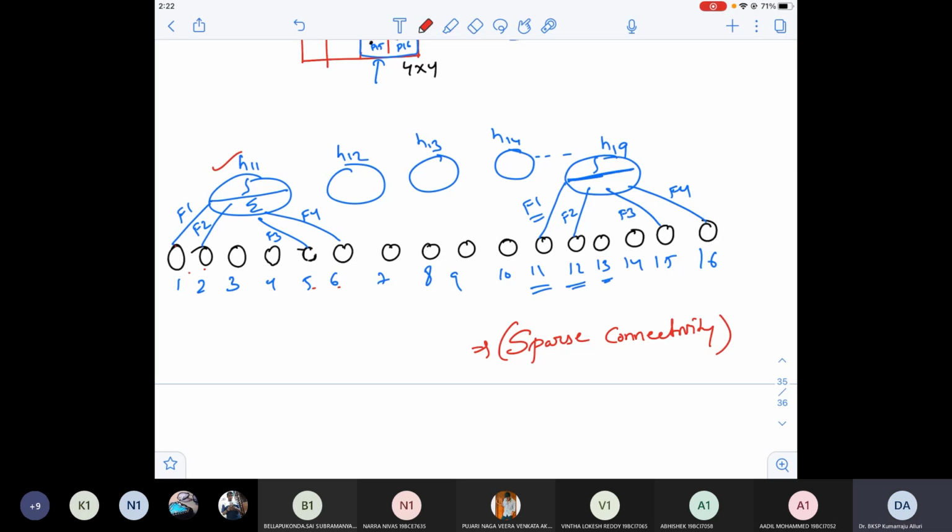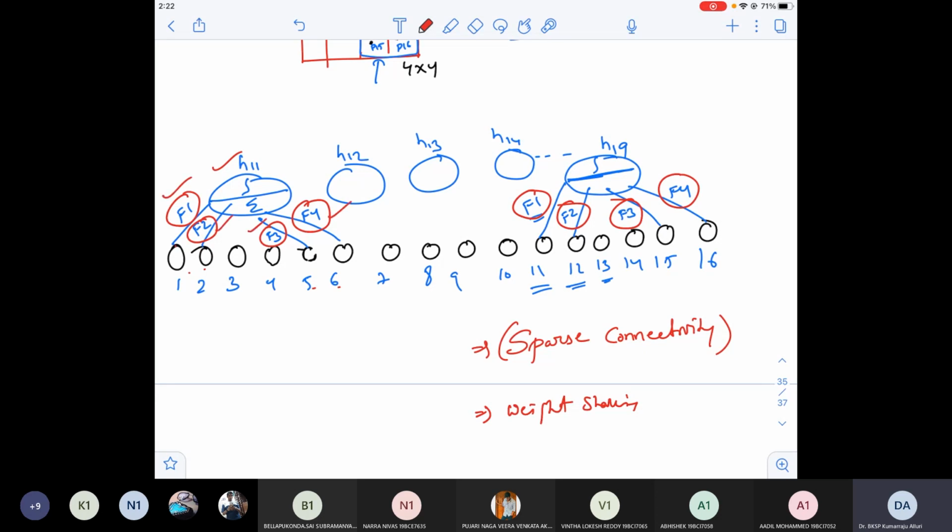CNN actually uses the concept of weight sharing. If you observe, this F1 and this F1 are the same. This F2 and this F2 are the same. This F3 and this F3 are the same. This F4 and this F4 are the same. But it's not the case with the deep neural network.